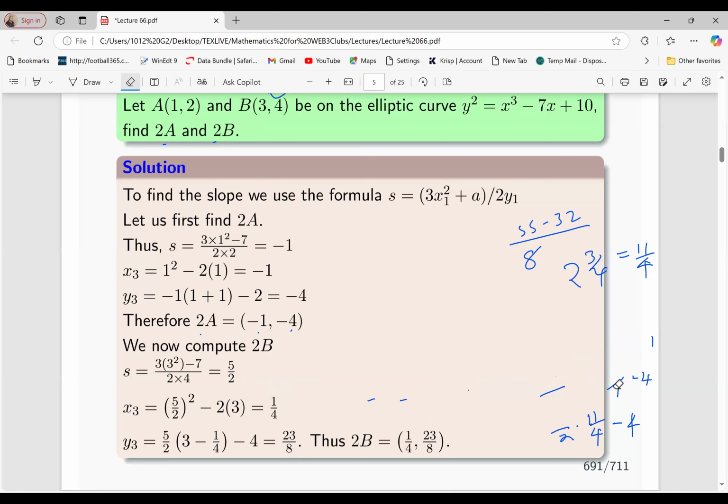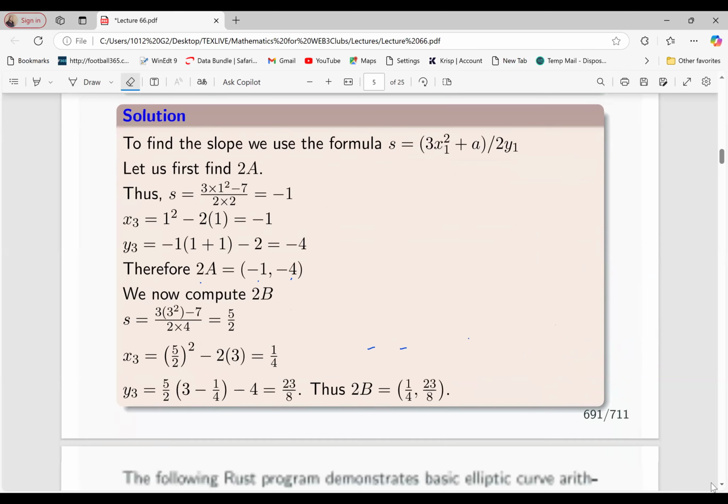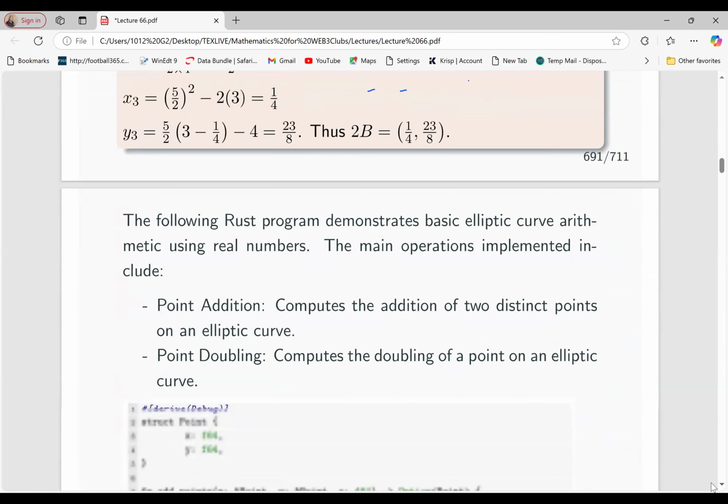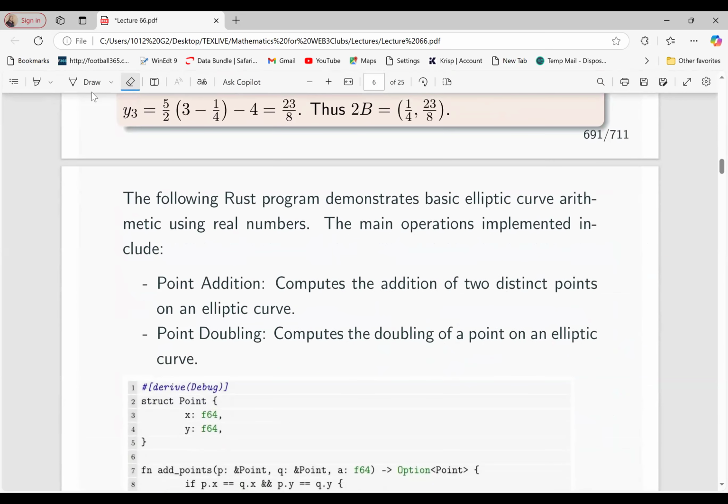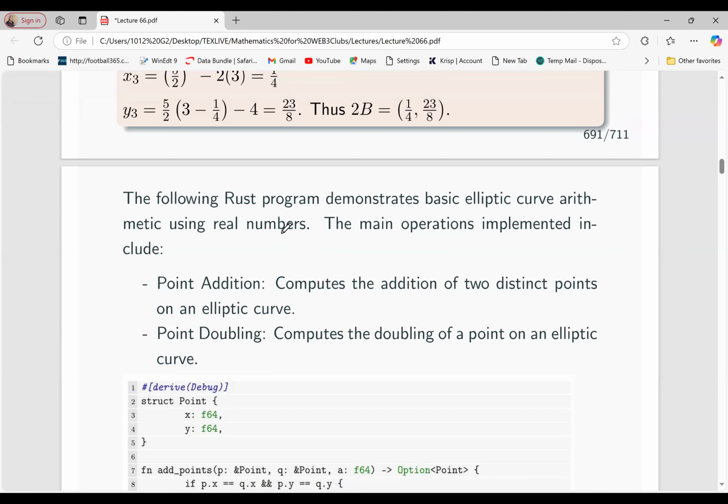Okay, that's how you do this. Now I want to look at a program to do the same. Say that the following Rust program demonstrates basic elliptic curve arithmetic on real numbers.